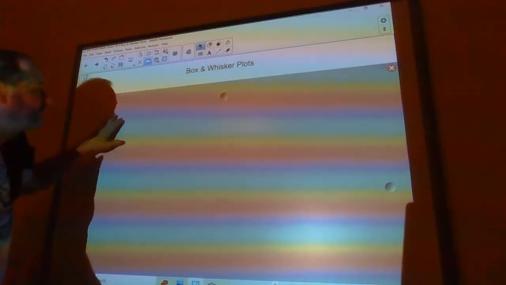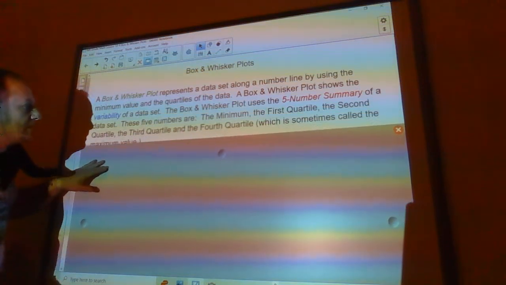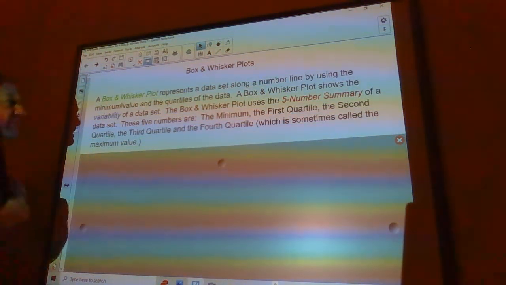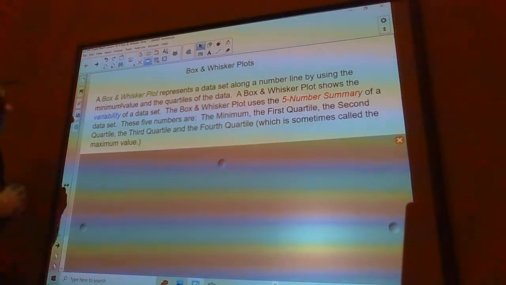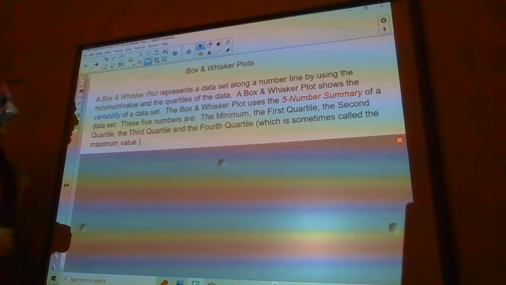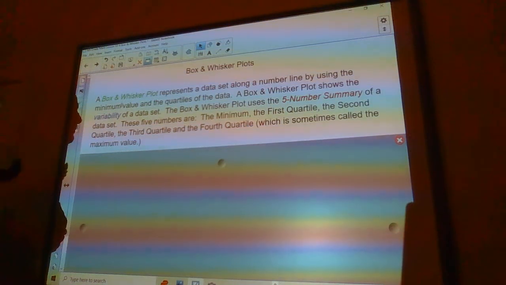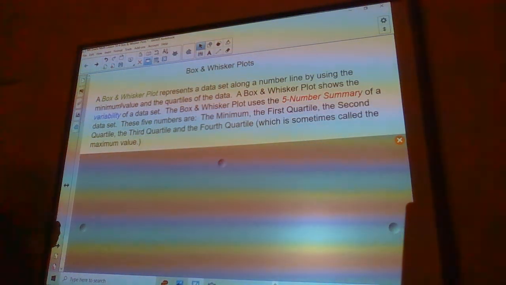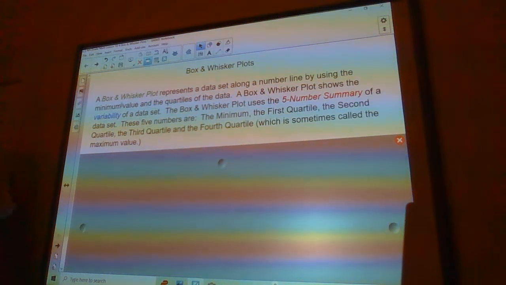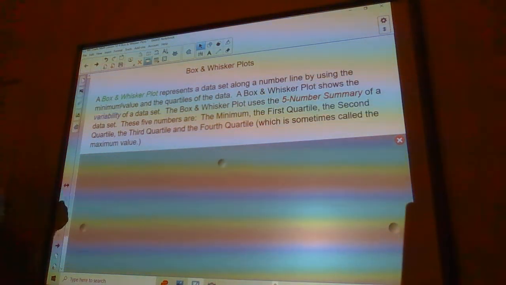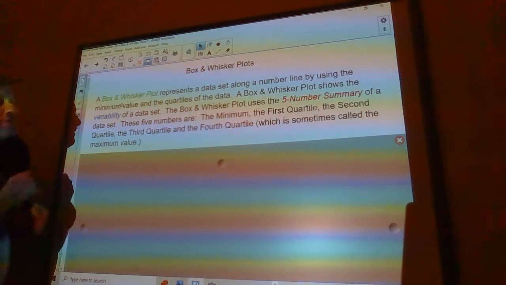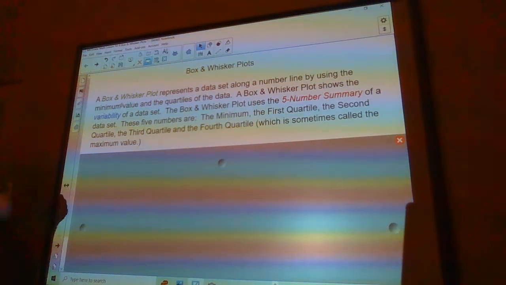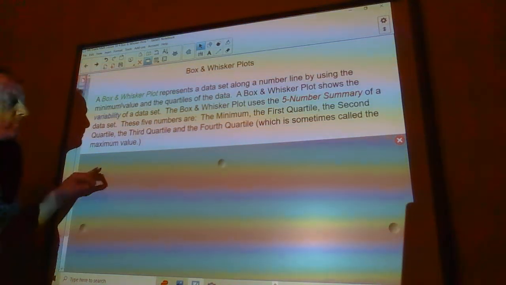So, what's a box and whisker plot? Well, a box and whisker plot represents a data set along a number line by using a minimum value and the quartiles of the data. A box and whisker plot shows the variability of a data set. It also uses a 5-number summary of the data set. These 5 numbers are the minimum, the first quartile, the second quartile, the third quartile, and the fourth quartile, which is sometimes called the maximum value.